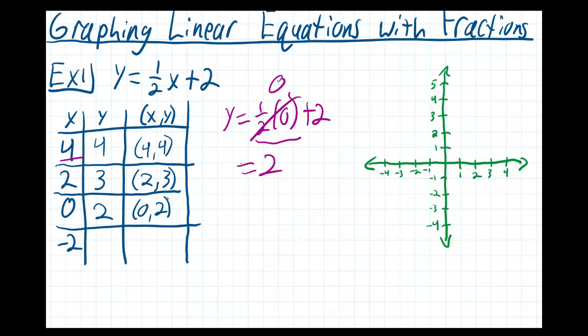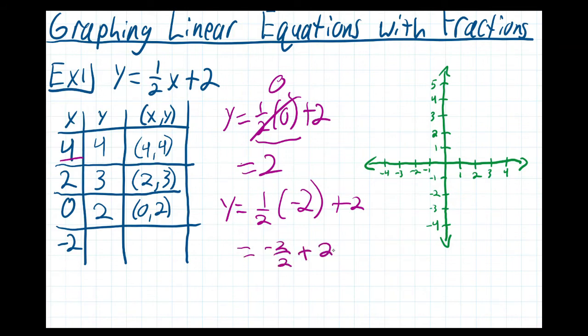And now, last but not least, we have negative 2. So we are going to be taking negative 2 and plugging it in. So y is equal to 1/2 times negative 2. 1/2 times negative 2 is going to be negative 2 over 2 plus 2. Now, remember this. Division follows the same rules as multiplication when it comes to negative numbers. So this negative out in front, it's a negative divided by a positive. So my final answer with that fraction is going to be a negative.